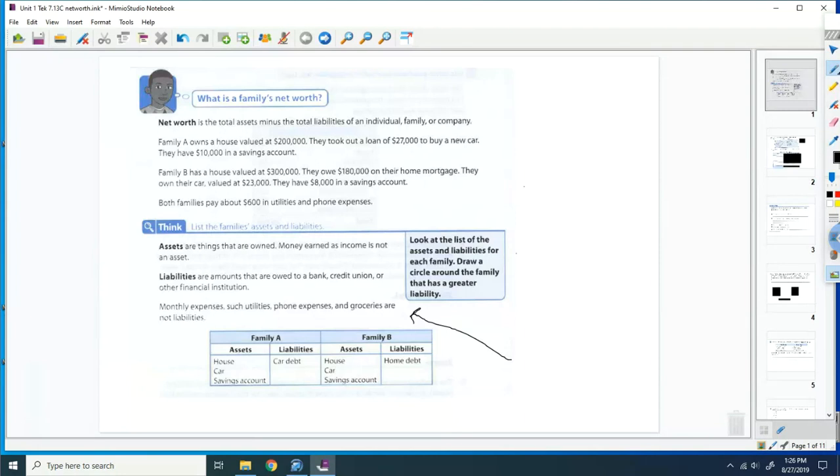All right, so this is your video for net worth. Net worth is the total assets minus the total liabilities of an individual, family, or company.